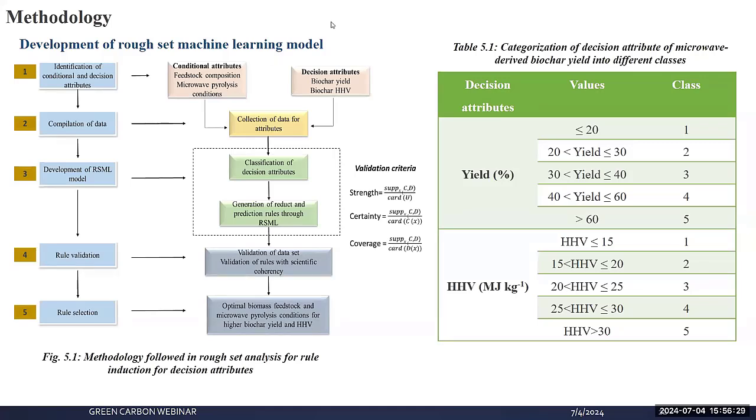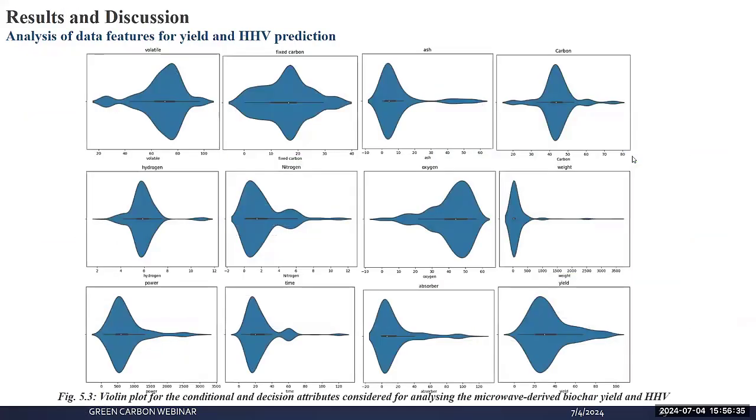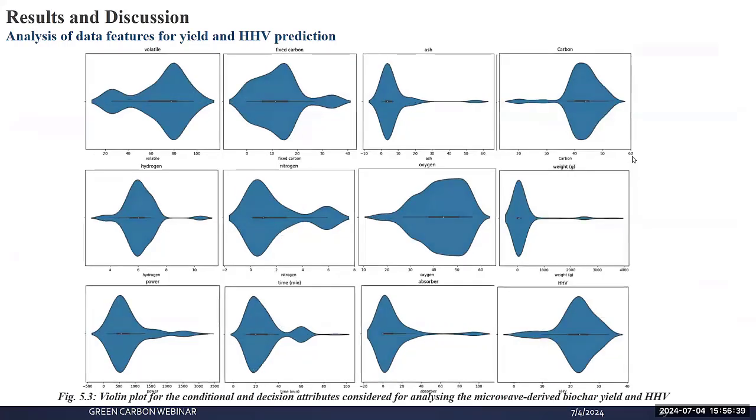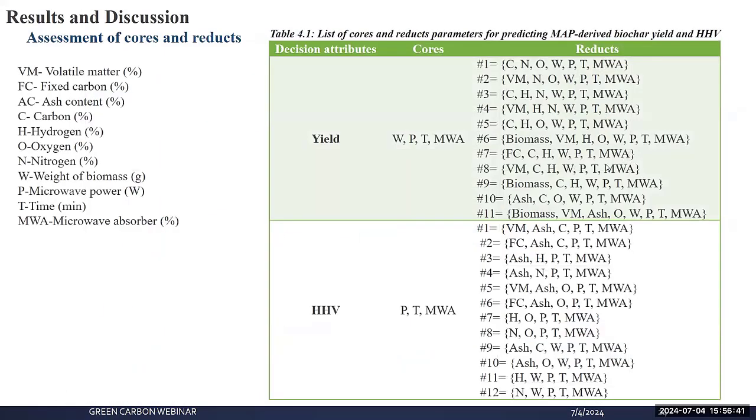And this is the classification of the decision attributes into 5 different classes. And this is the violin plot showing the distribution of data that has been taken for the study. And as I already told, we will get a different set of reducts for the decision attributes, and these are the reducts, or the set of combinational parameters, which are sufficient to determine your yield and HHV.